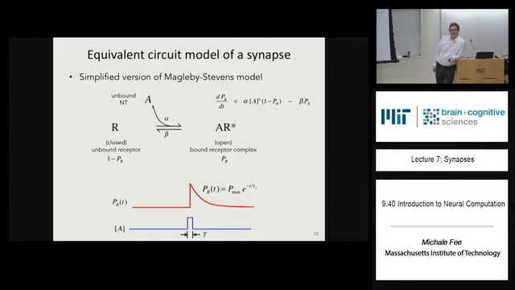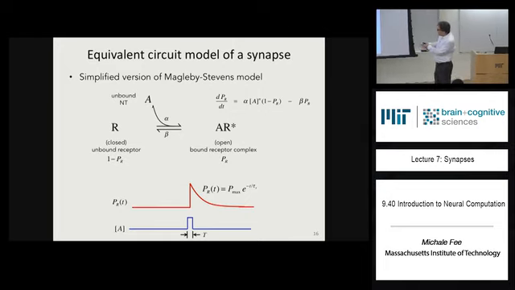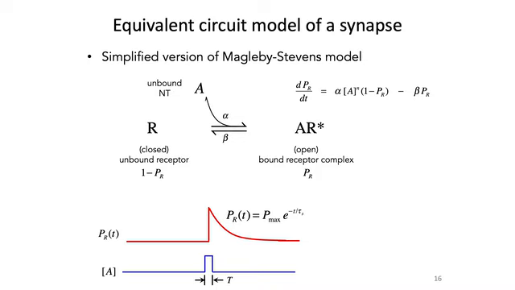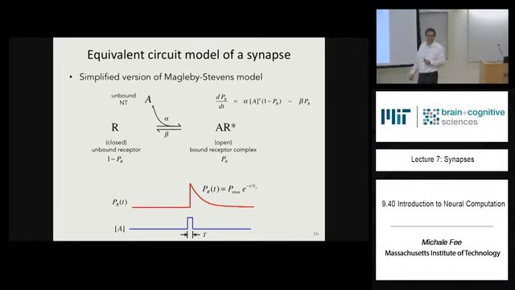Okay. Do we need to factor in the time dependence of the concentration? So in the full model you do, and in fact, what this really looks like is it turns on more slowly and then goes away with an exponential. But I'm just walking you through this super simplified model. That's my mental model for how a synapse works. Okay?